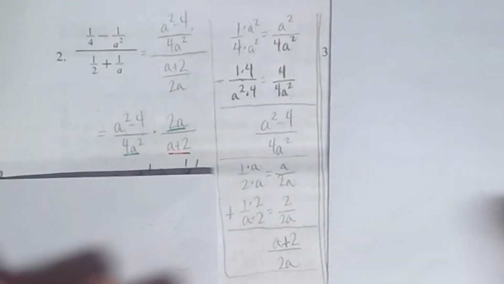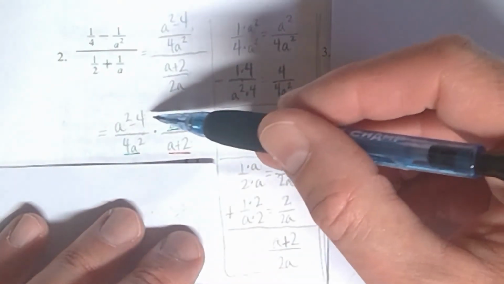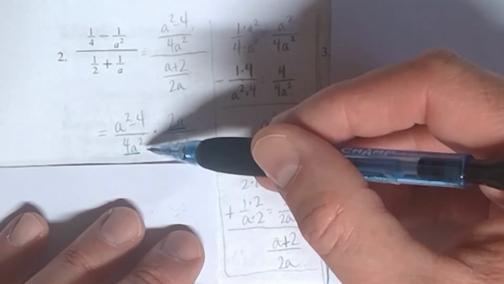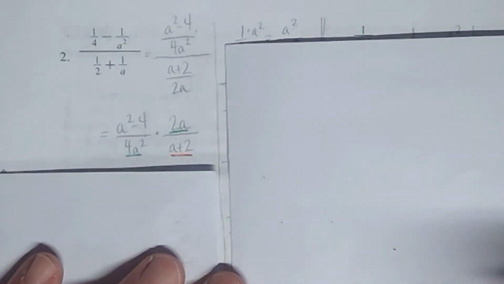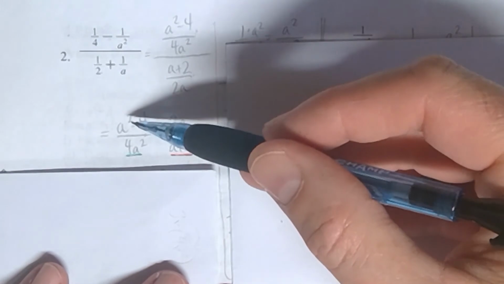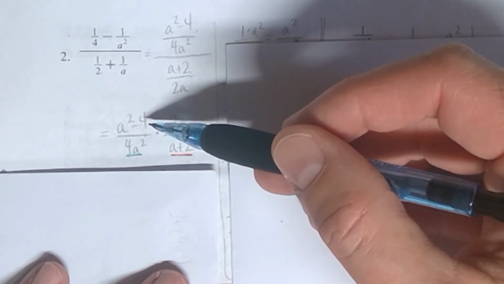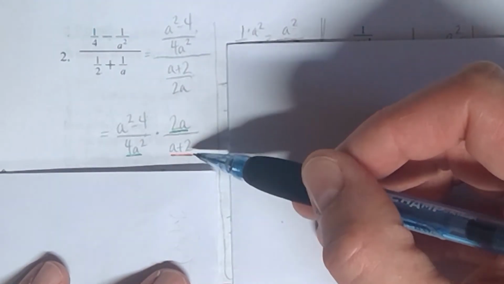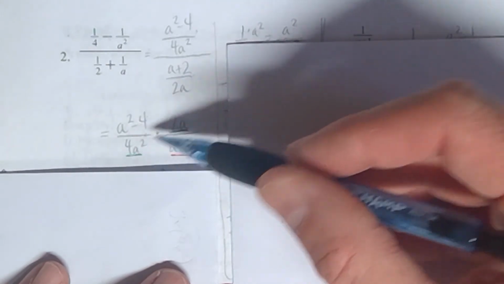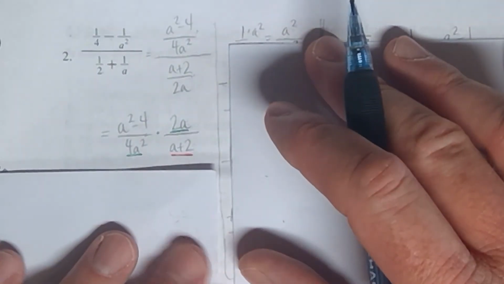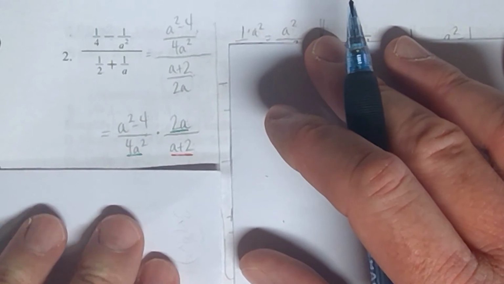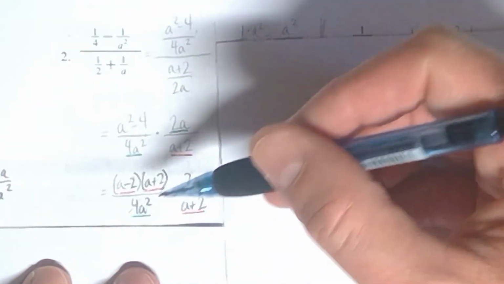We now do that step where we flip the second fraction. First fraction stays the same. The only thing that needs to be factored here is the a squared minus 4, because the a plus 2 is already prime, and then these two are just single terms. A squared minus 4 is a squared minus 2 squared, and so we get this right here.